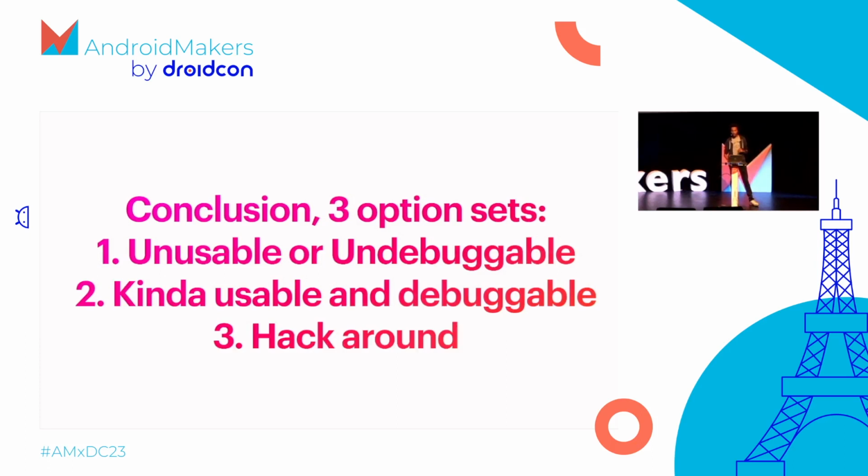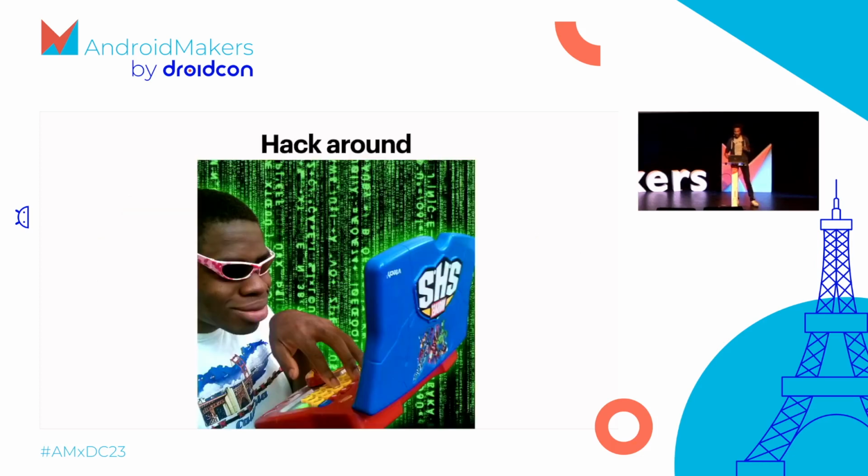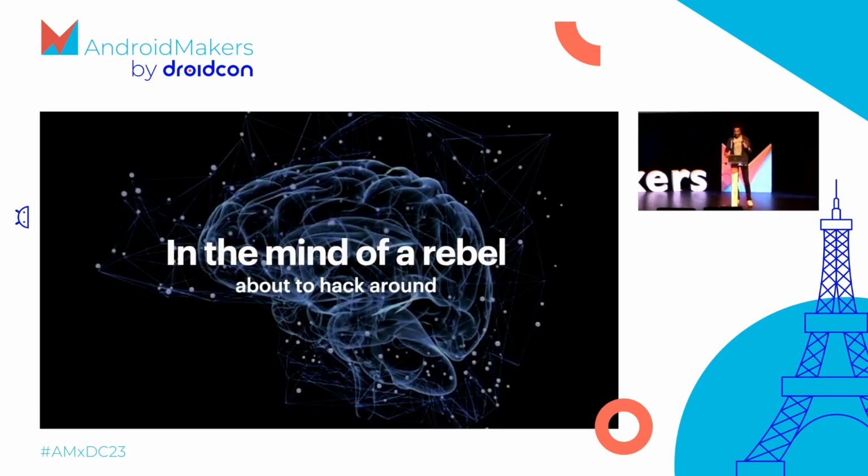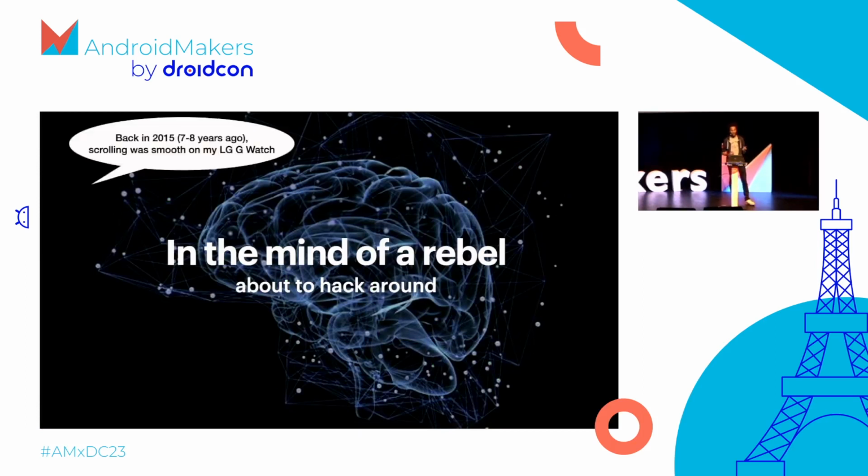Or you can have a third option, which is hack around. We don't know what the result will be, but this is the option that I picked. So not exactly like this, but here's how it happened in my mind. I was thinking, back in 2015, when I had my first Wear watch, I think scrolling was fairly smooth, so why now, on the latest watch, on the latest operating system with the latest tools, should it be that laggy?